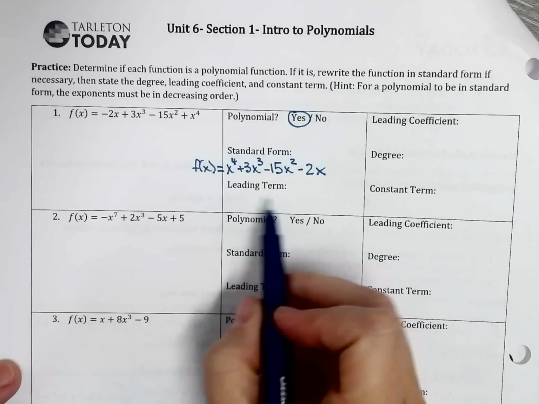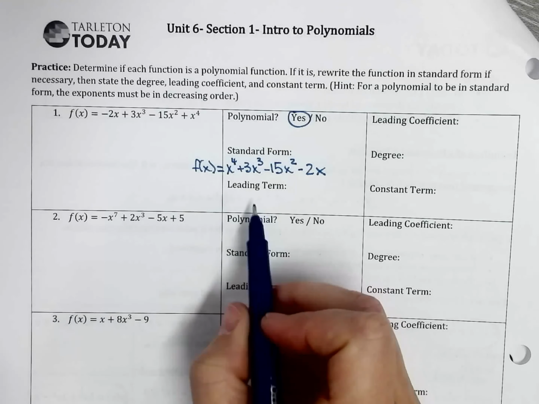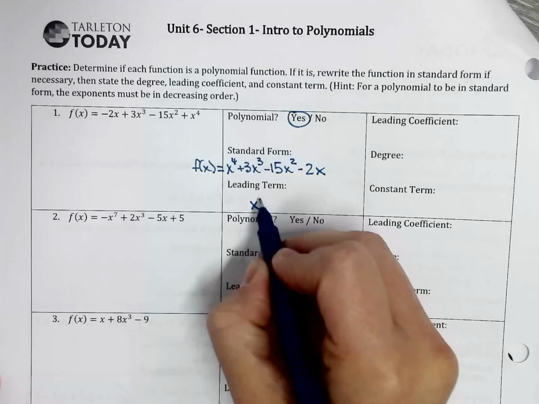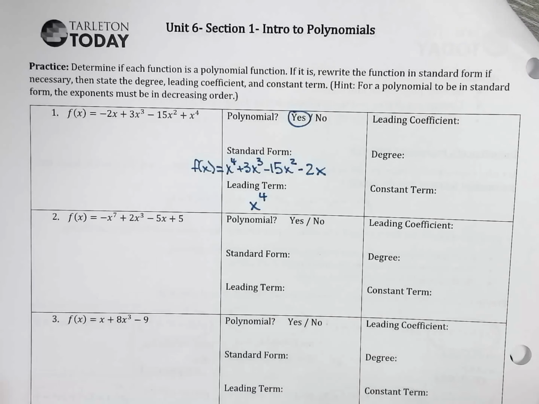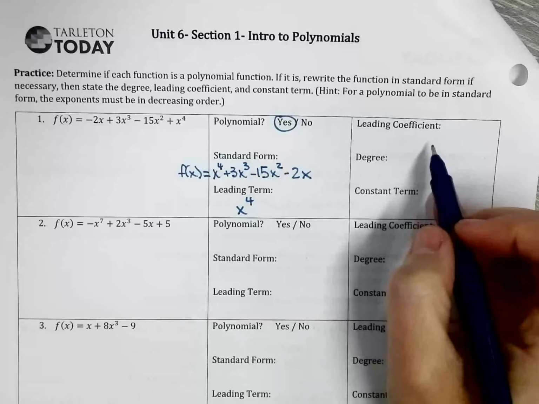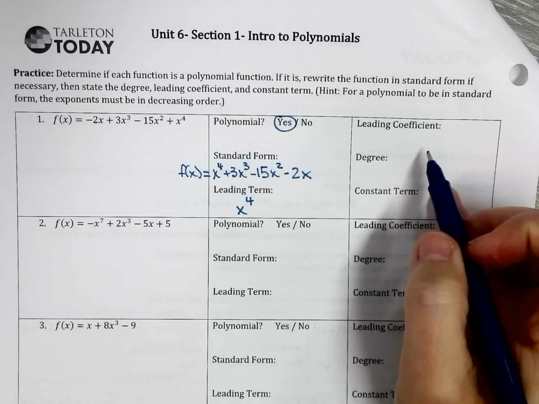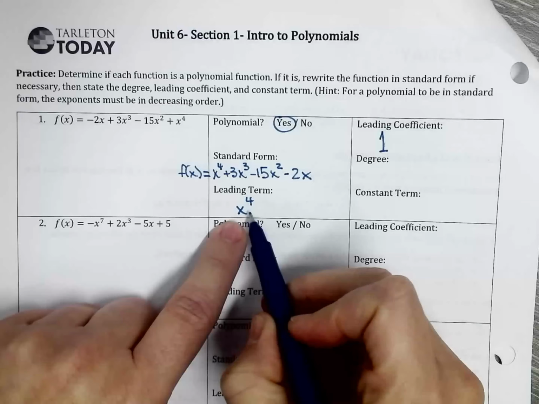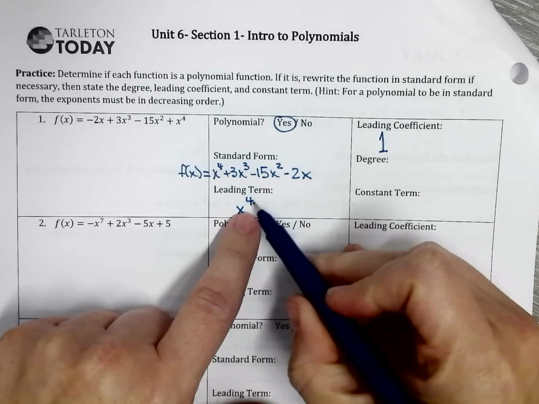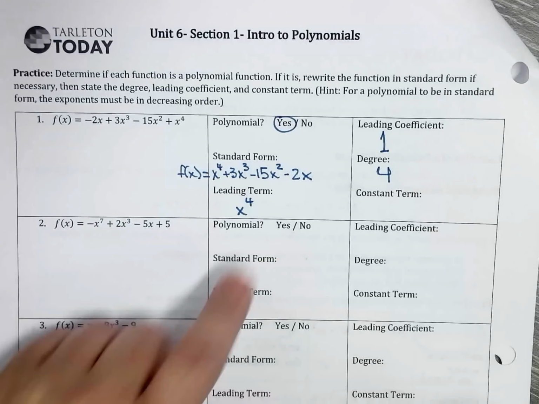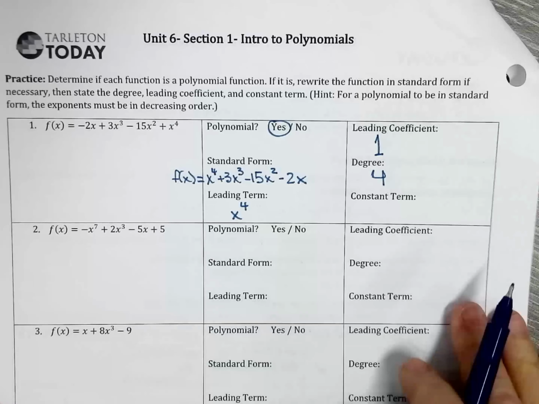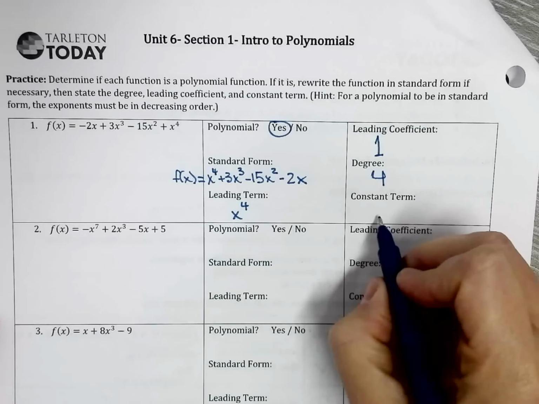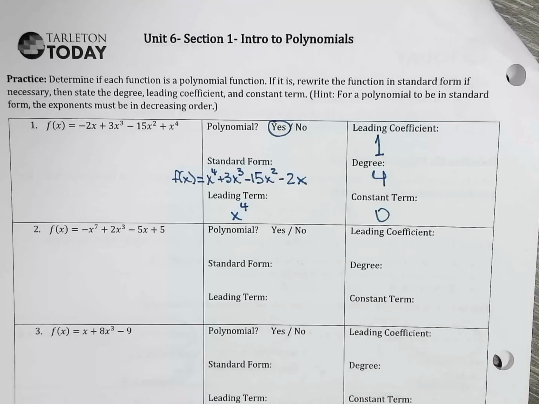The leading term is the one that has the highest exponent, so x to the fourth power. It needs the whole term. Leading coefficient is the number in front of the leading term. In this case it is 1, because you don't have anything, so it's a 1. The degree right there is 4, so you have to look at the exponent. And the constant term would be the number without the variable. In this case, I don't have one, so it's 0.